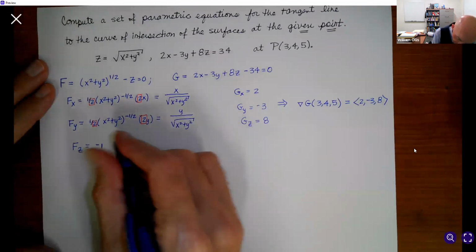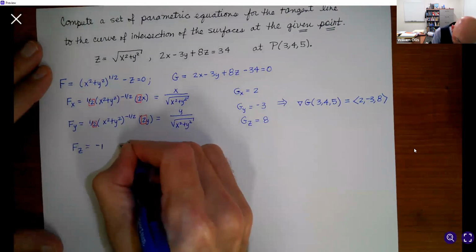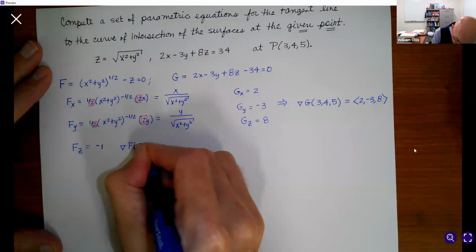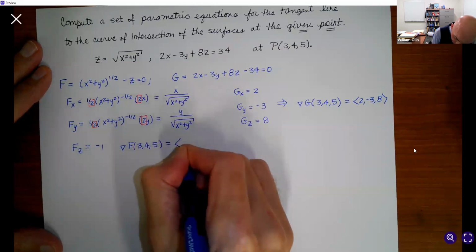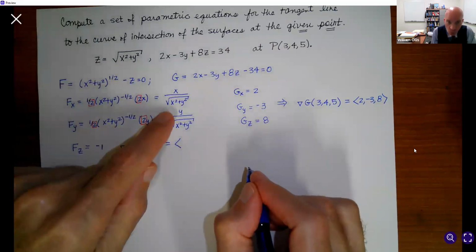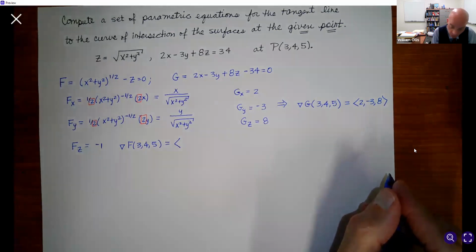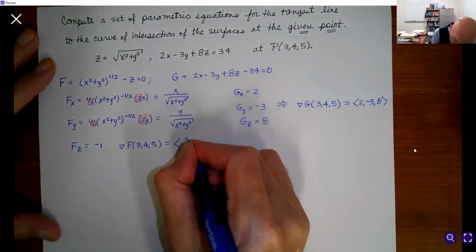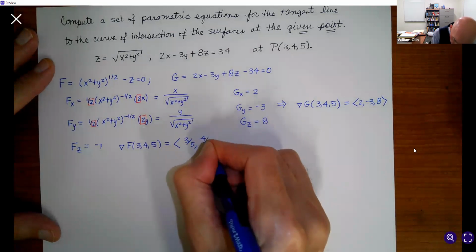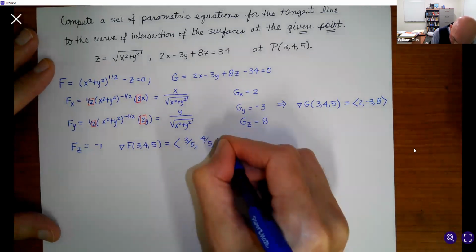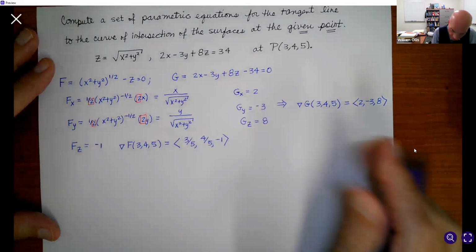And then, of course, now the gradient of F at (3, 4, 5), nice Pythagorean triple. Okay, so we've got the square root of x squared plus y squared. In both cases, that's 5, the square root of 25. So we get 3 over 5 and 4 over 5. And then, of course, the -1, which just comes along for free.